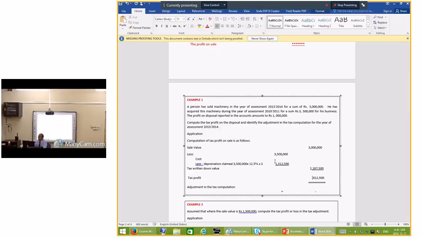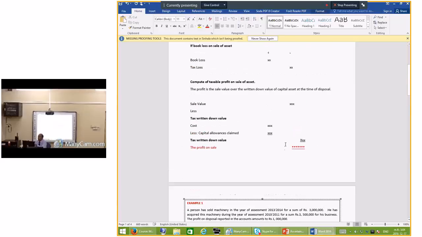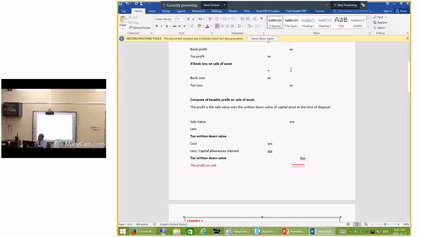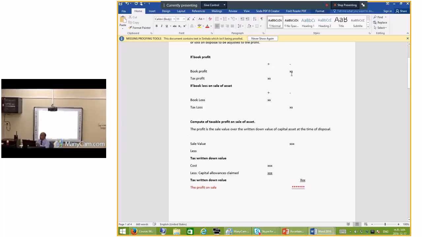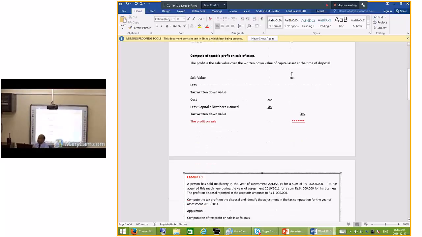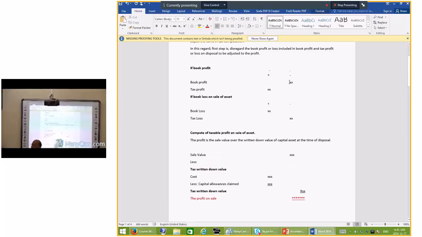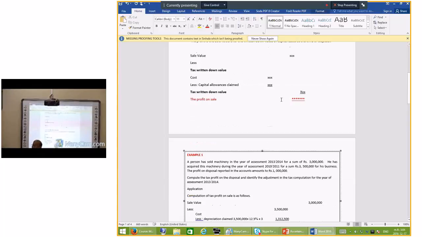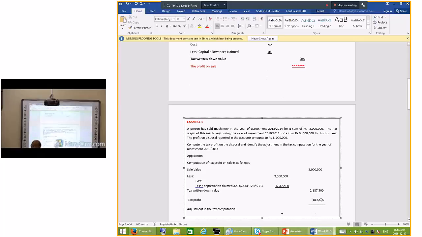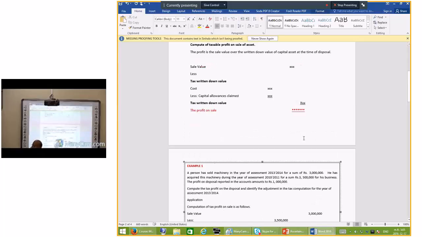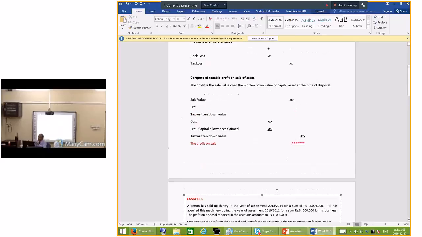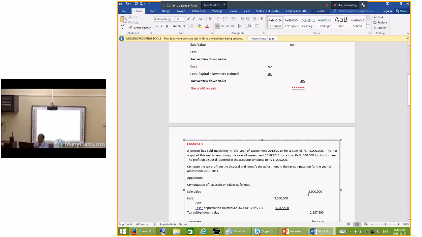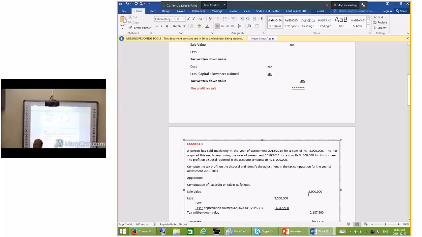In that case, if we adjust this, first we reduce the book profit from the profit. The book profit now is 1 million, so we reduce it from the profit and add 812,000. Now if this asset is disposed of after 8 years for 3 million, what will be the tax written down value?